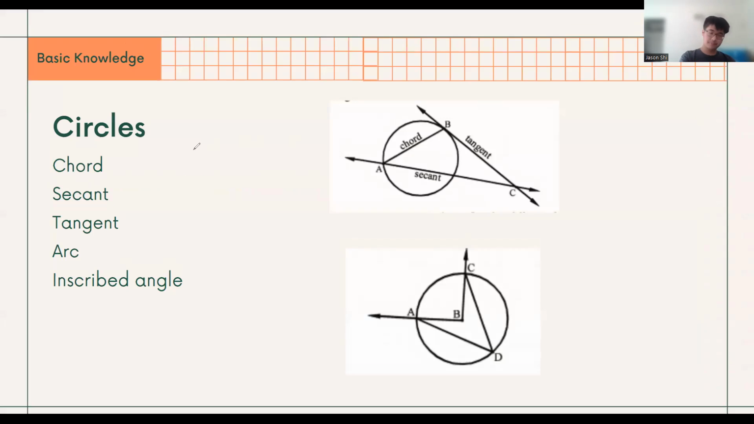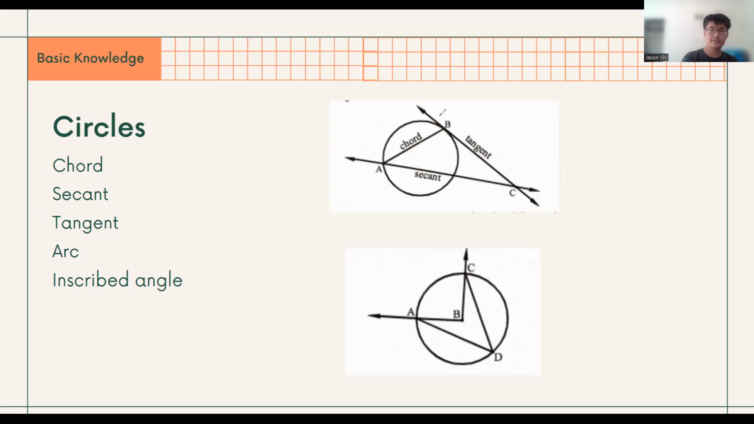So in a circle, there are these terms, and if you haven't seen them before, you should probably get them down right now. Basically, a chord is when you choose 2 points on a circle, right? And you connect them, and that's a chord. So that's pretty straightforward. And then a secant is basically a line that goes through the circle. So like this is a secant. It goes through the circle.